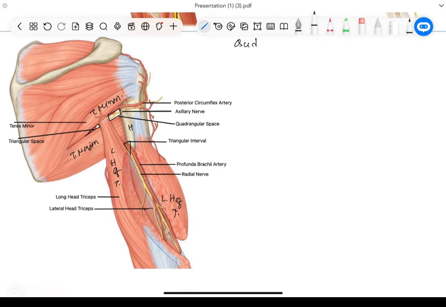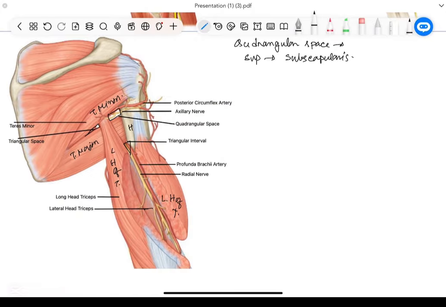Now first let's start. What is the boundary of the quadrangular space? So the quadrangular space we are actually seeing from the back side, but on the front side there is also a muscle. So what is superiorly? Superiorly there are two muscles. One is visualized here right now on the screen, but another one is in front that we are not seeing. So superiorly there will be subscapularis, that is going in front onto the lesser tubercle of the humerus.